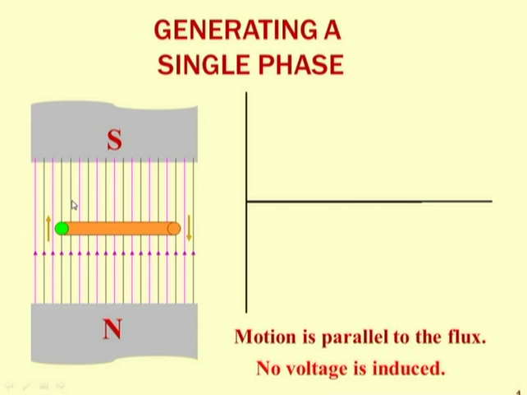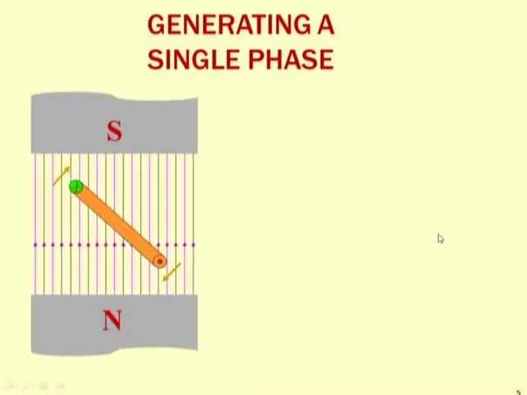So you can say that when the conductor is horizontal, or perpendicular to the line of flux, the motion of the conductor is parallel with the flux, hence there is no relative motion, hence no EMF will get induced and hence 0 EMF is induced. That is the thing. Now consider the second case.